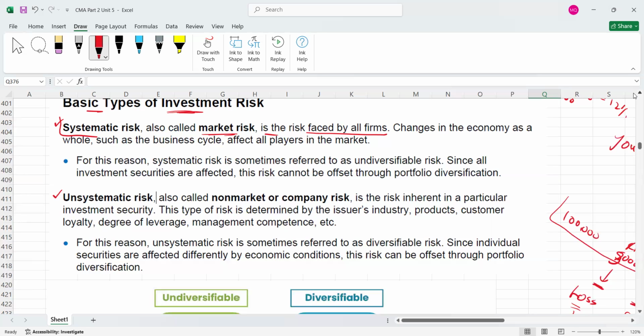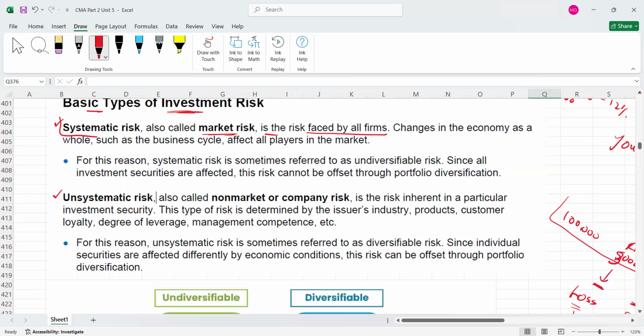Now, what is the next point of systematic risk? First, I told you systematic risk is the risk which is faced by all firms, and I quoted you four examples. I gave you the example of war, inflation, interest rate risk, and economic recession, right? All these examples are relevant to systematic risk, because these risks are faced by all companies in all sectors.